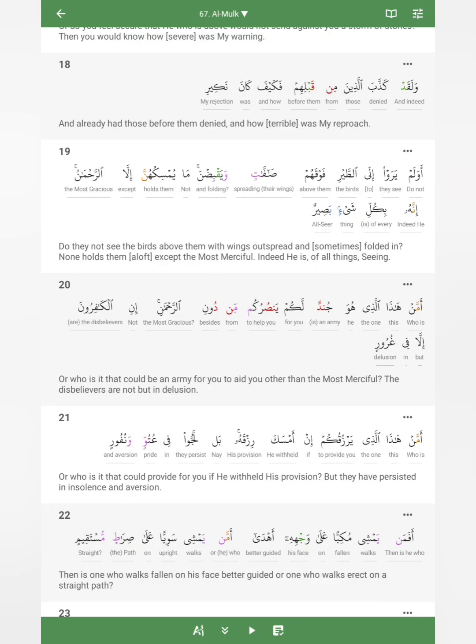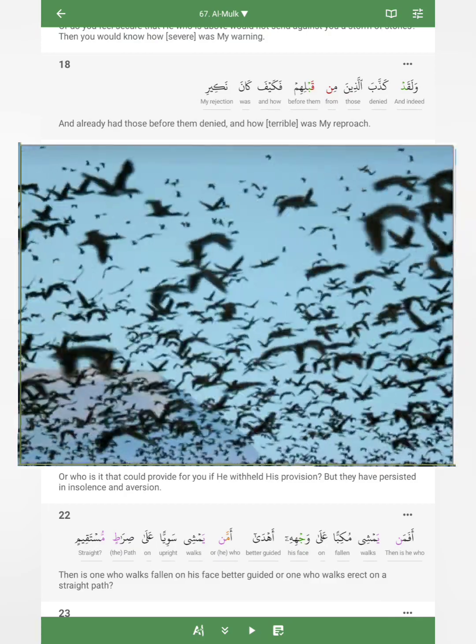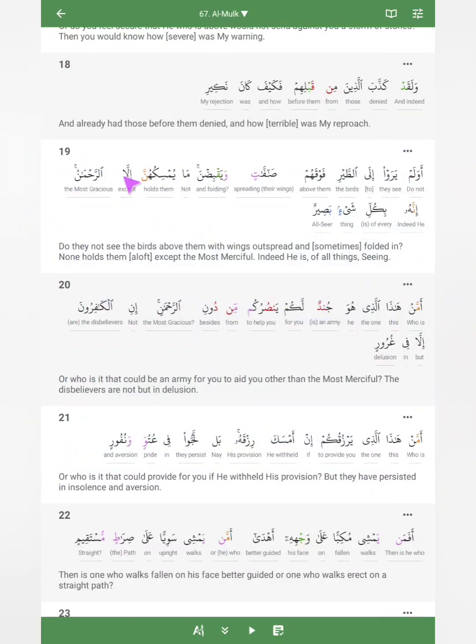And مَا يُمْسِكُهُنَّ إِلَّا الرَّحْمَنُ. Who holds them? Ma yumsikuhunna, who holds them? Illa ar-Rahman, except ar-Rahman. Who is ar-Rahman? Our Rabb is ar-Rahman. Allah Ta'ala is ar-Rahman. Who holds them up in the sky? Why don't they just drop out of the sky? If you look at the birds in the sky today, just look at them and wait for them to fall out of the sky. They will never fall out of the sky. You know why? Because ar-Rahman, Allah subhanahu wa ta'ala, is holding them in the sky.